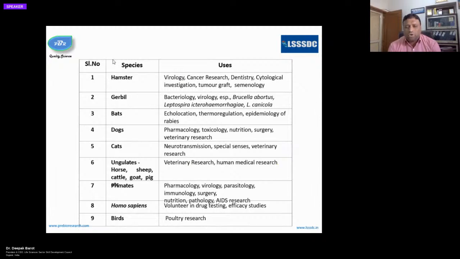Bats, not that common in India, but in China and elsewhere, they are used for echolocation, thermoregulation, and so on. Dogs, of course, are used for toxicology and pharmacology. Beagle dogs. Cats, again, are kept as pets, but they can still be considered for a few special sense studies and so on. Cats are also used, right? Same way, primates, even humans, as you know, eventually for human drug discovery and development, the target species is human. So the final clinical trial almost every time happens in Homo sapiens, which is human.